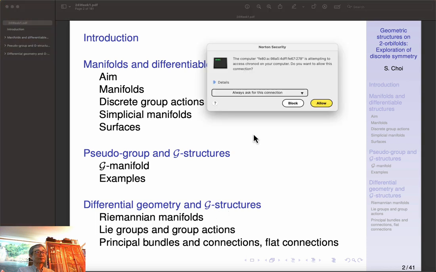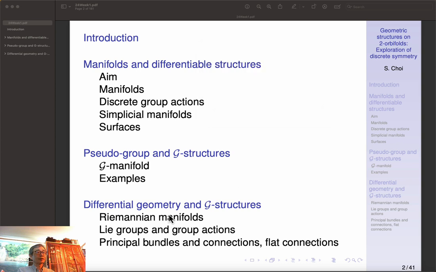These will just be basic reviews. Some people might not be so familiar with fundamental bundles, principal bundles and connections and flat connections.